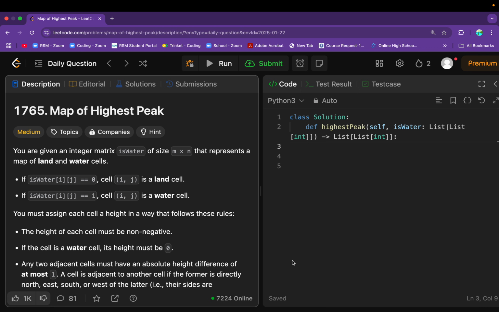Hey everyone, welcome back, and today let's solve Leetcode problem 1765 titled Map of Highest Peak.